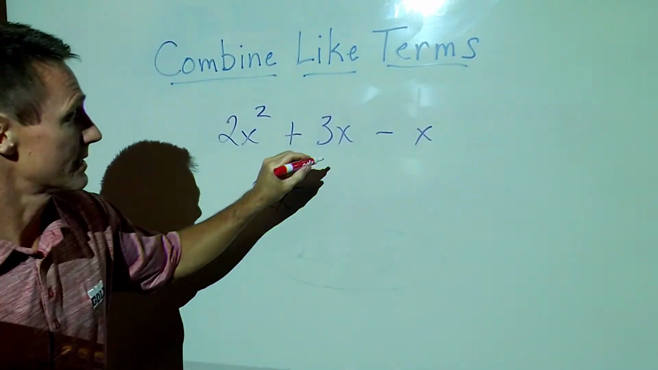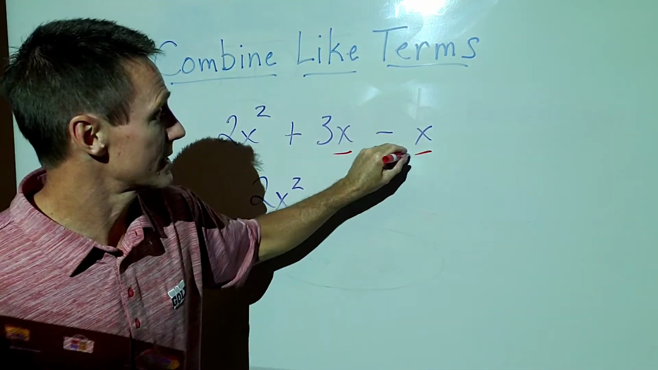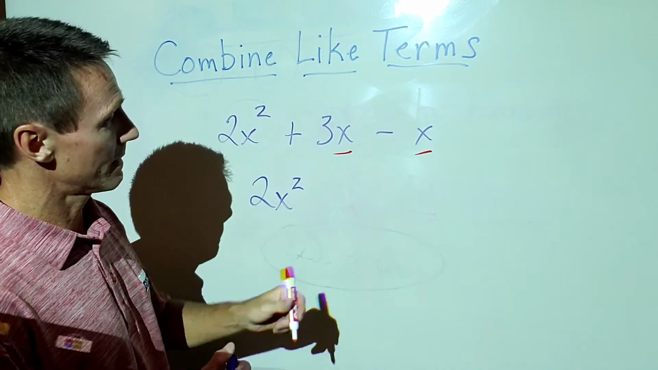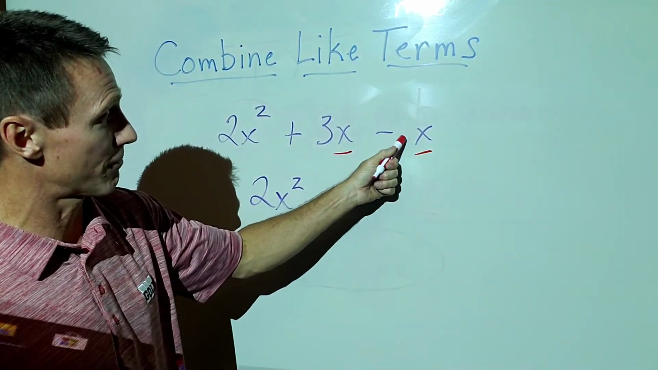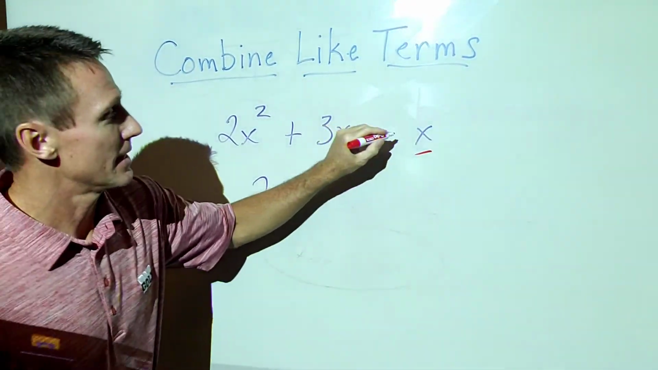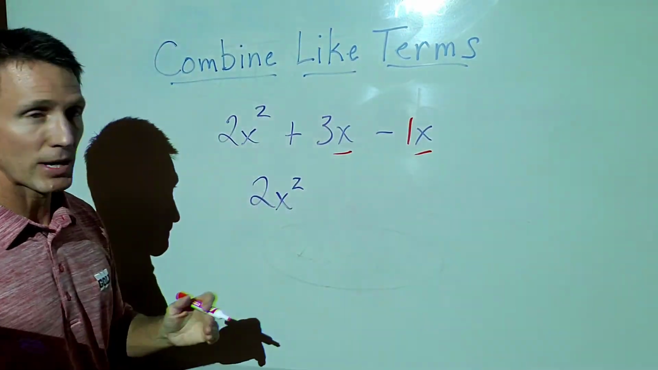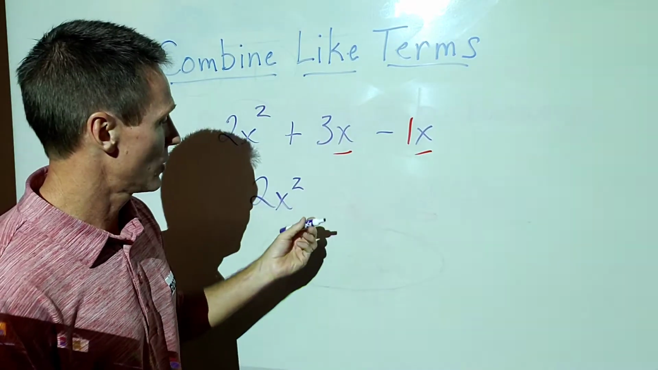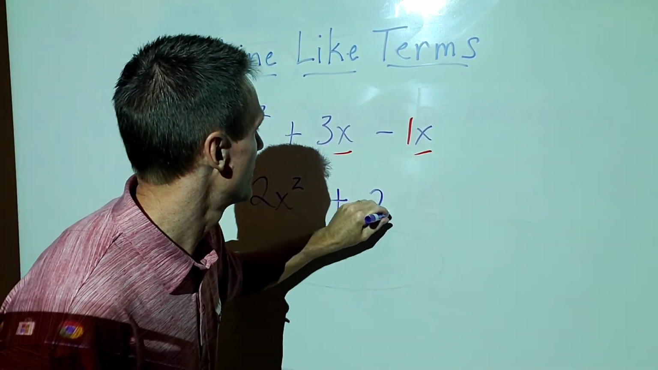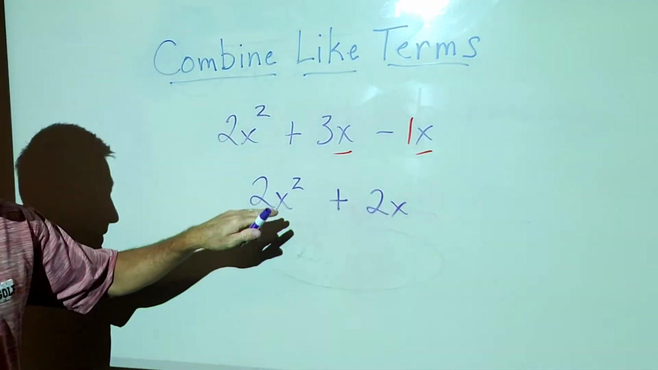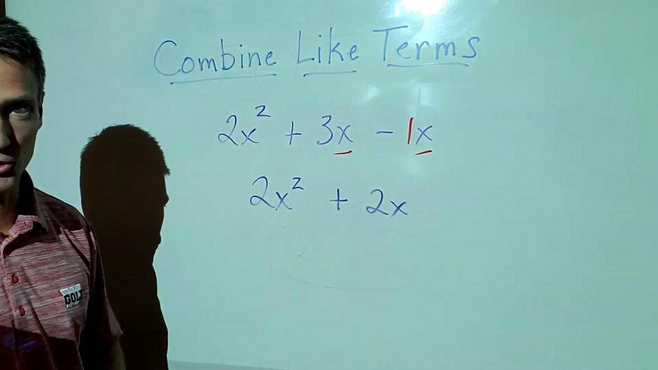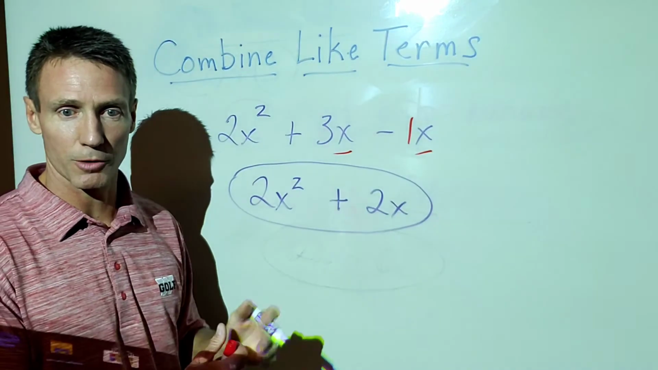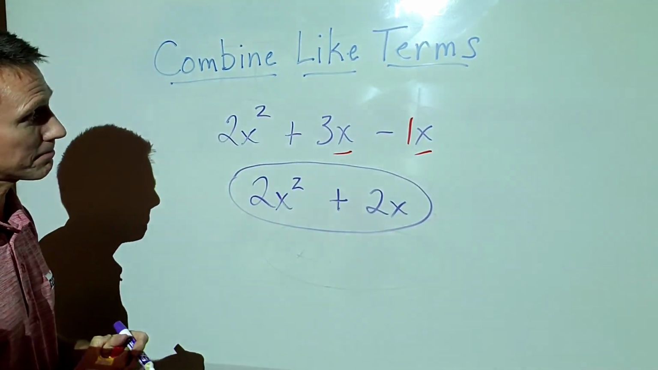Okay, x's. There's a positive 3x. How many x's do we have here that we're taking away? Okay, if there's no coefficient, no number in front of my variable, that means we have 1. Okay, so we have 3 x's and we are taking away 1x, which would give me 2x. And again, x squared and x are not like terms. That's as far as I can go on combining like terms in that equation.